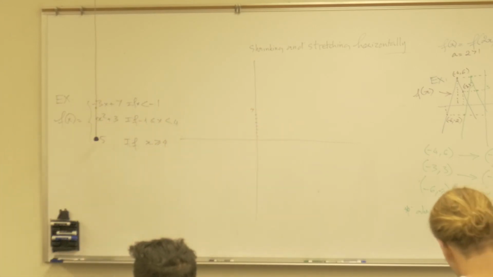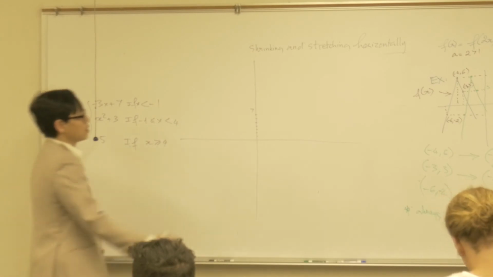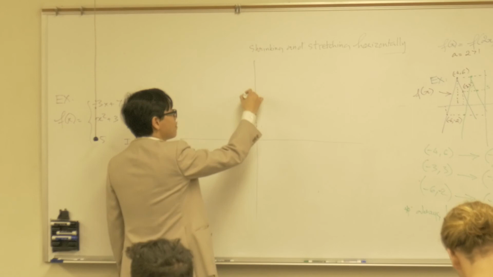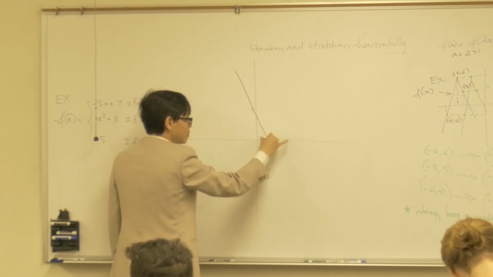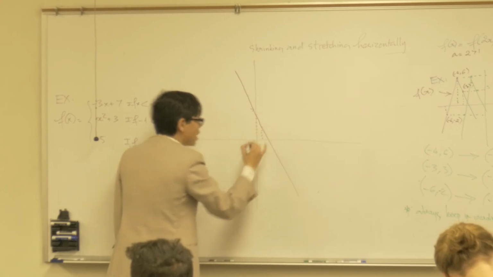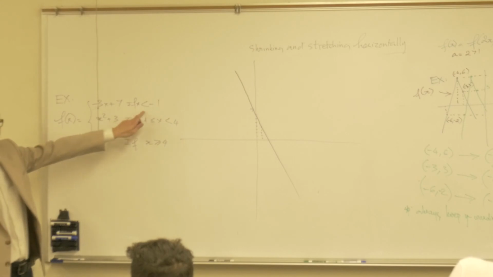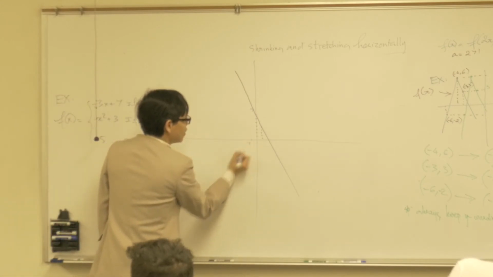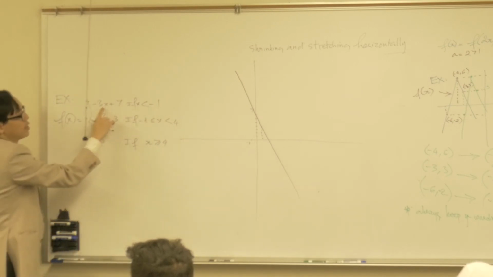And I know that it's going down 3 units and going to the left 1. So going down 3, 1, 2, 3, going to the left 1. So my function will be something like this. But we just get the part that's less than -1. So -1 right here, and you have to plug -1 into the function.